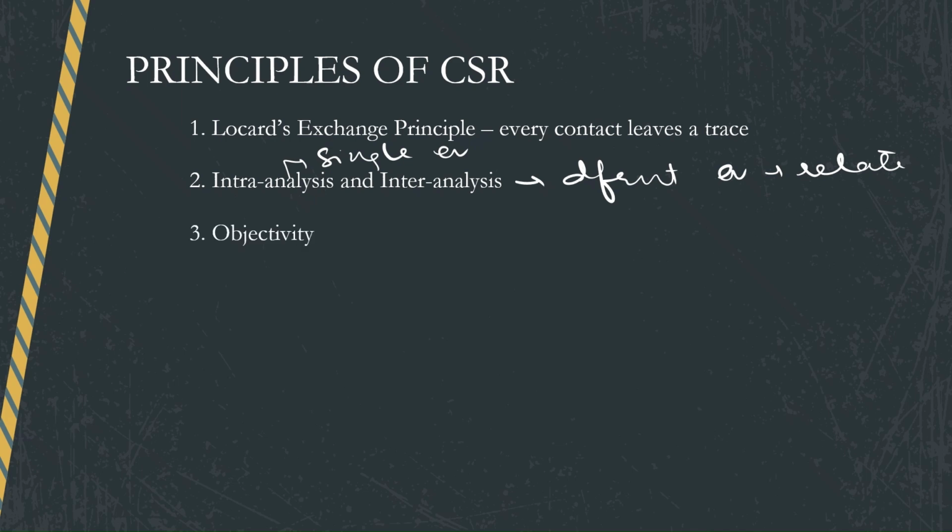Another principle that can never be ignored is objectivity. Now, investigators must follow the evidence wherever it leads, even if it challenges their initial assumptions. Now, the goal is not to prove a theory, the goal is to discover the truth. The moment someone starts forcing the evidence to fit into a conclusion, the reconstruction loses its scientific value. We also rely on corroboration, which simply means that no conclusion should be based on a single piece of evidence.